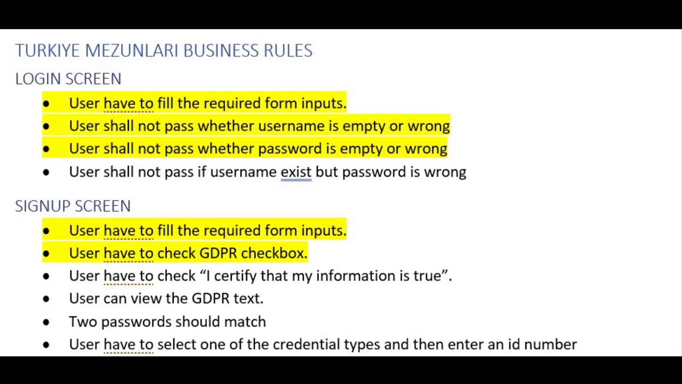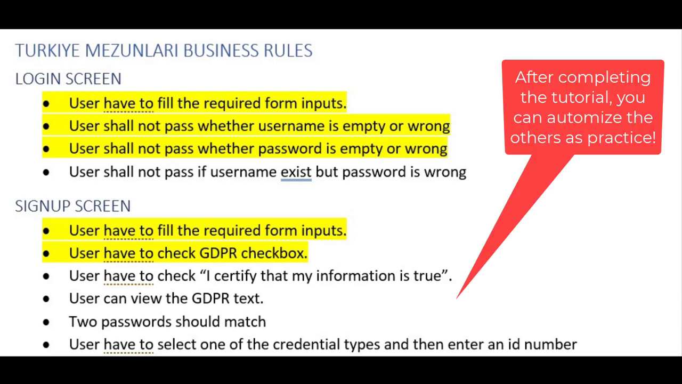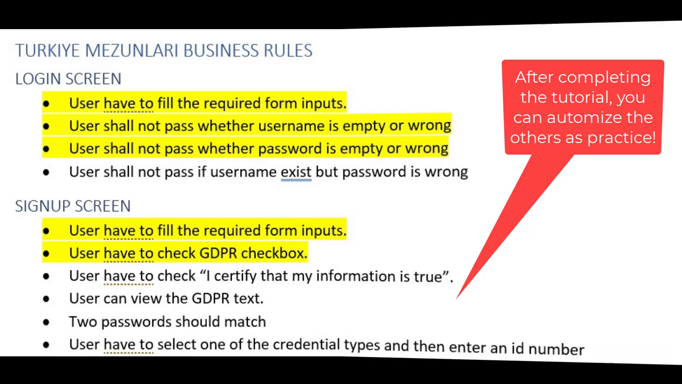As you see, there are many business rules. We don't need to automate every test case. We can choose the important and critical ones to automate. So in this tutorial we are going to automate the ones highlighted with yellow, but you can do the rest as homework or practice.